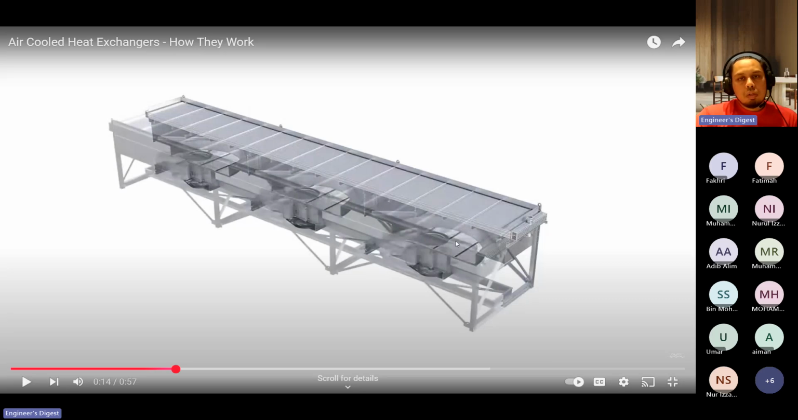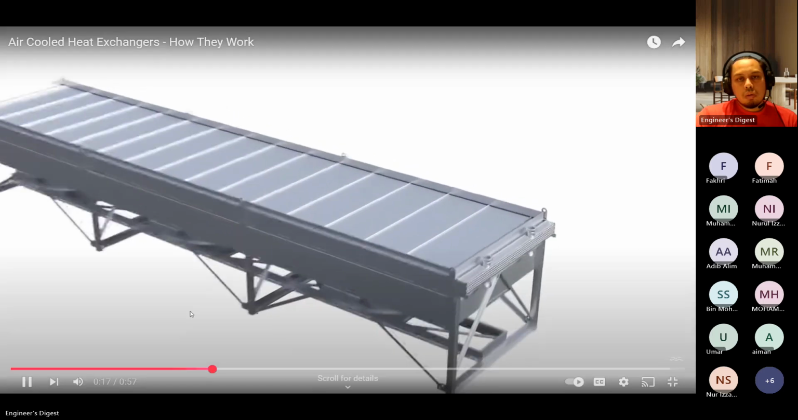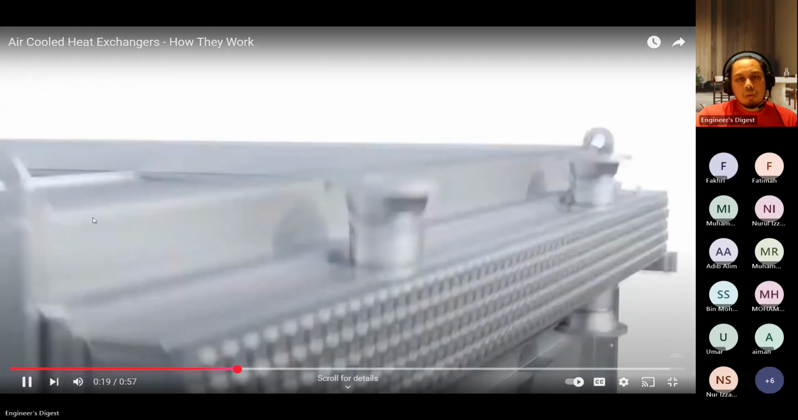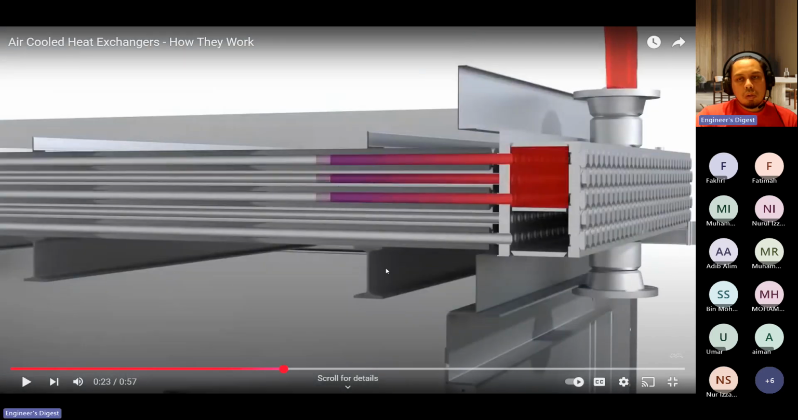Okay, this fan is below, so this is a forced type fin cooler. You can see there's a partition. This is a partition at the header box. This is called a header box.